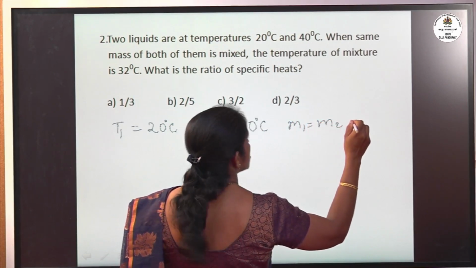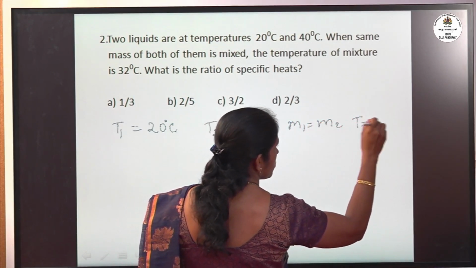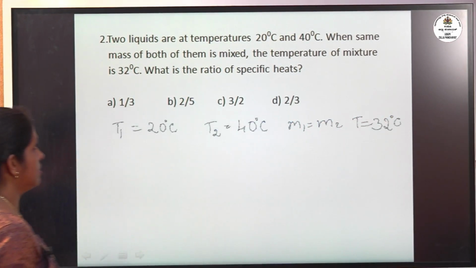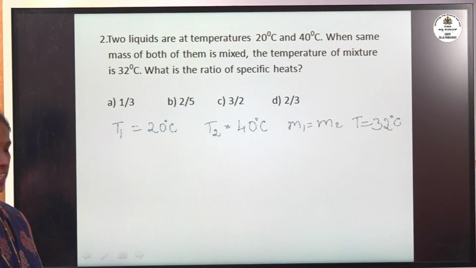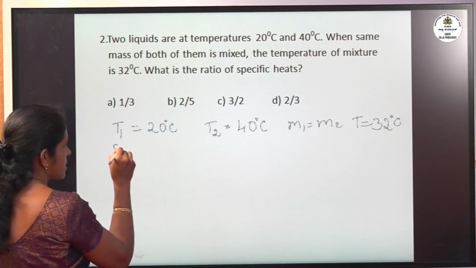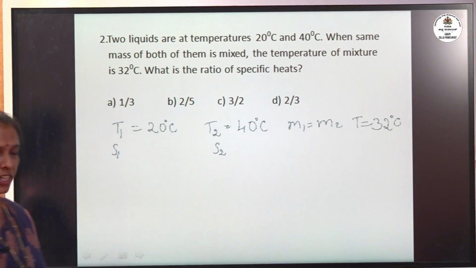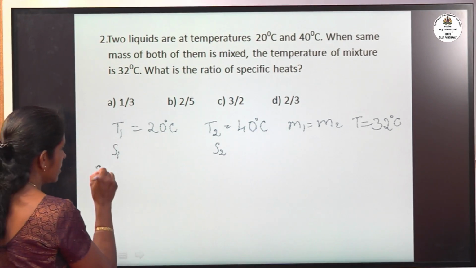Let T be the temperature of the mixture, which is equal to 32 degrees Celsius. What is the ratio of specific heats? Let S1 be the specific heat of the first body, and S2 be the specific heat of the second liquid. We were asked to calculate S1 by S2.